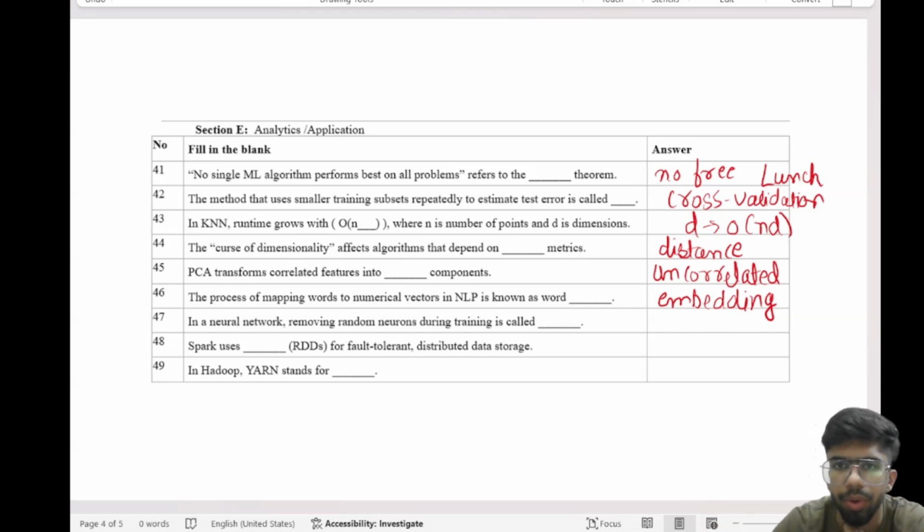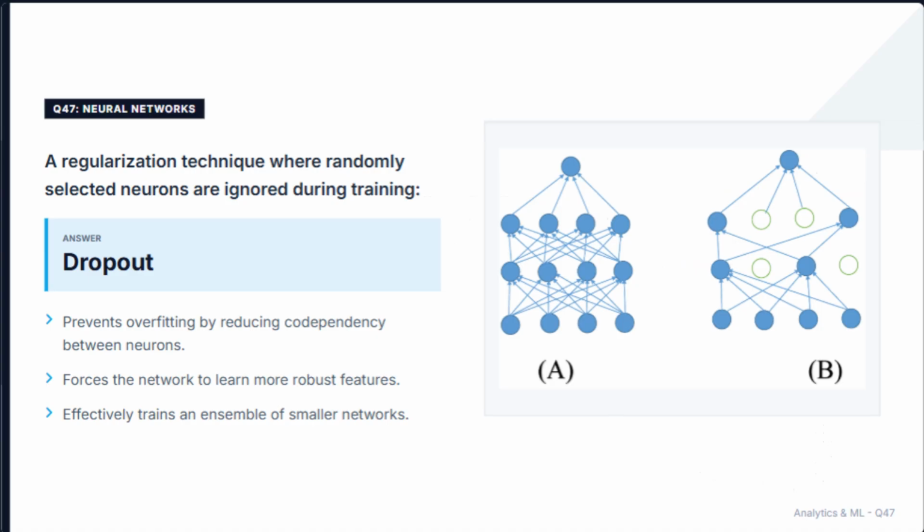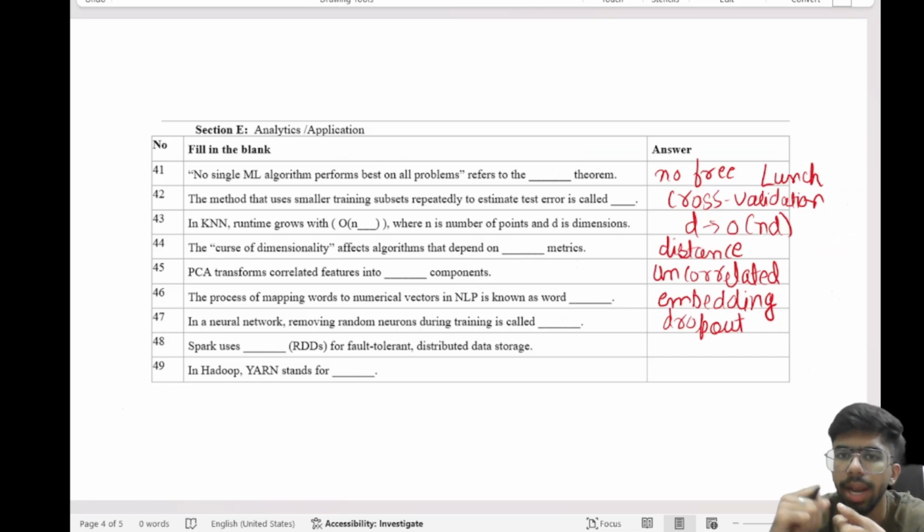Moving on to the next question: in a neural network, removing random neurons during training is called dropout. Dropout is a regularization technique. In each training iteration, a random subset of neurons is dropped, and their weights temporarily become inactive. This prevents co-adaptation, overfitting, and reliance on specific neurons. Dropout improves generalization, and it is used in almost all modern neural networks.